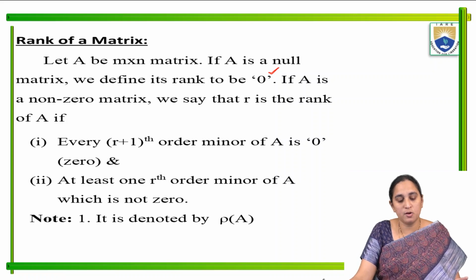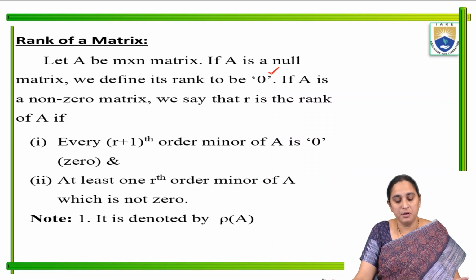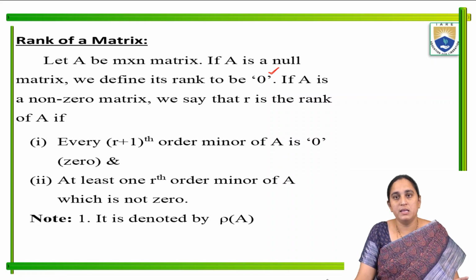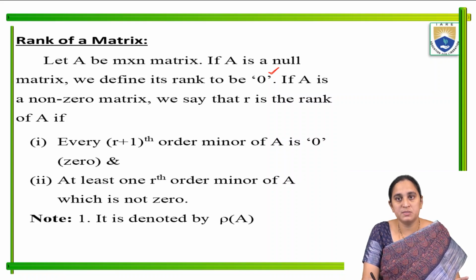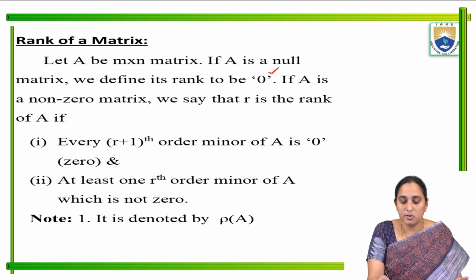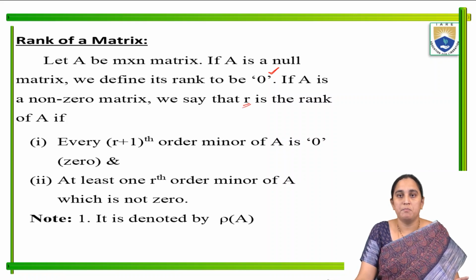If A is a non-zero matrix, we have to follow some conditions for finding the rank r. What is the first condition? Every r plus 1th order minor of A is 0. Next condition: at least one rth order minor of A is not 0. Then we consider that order r as the rank of the matrix.